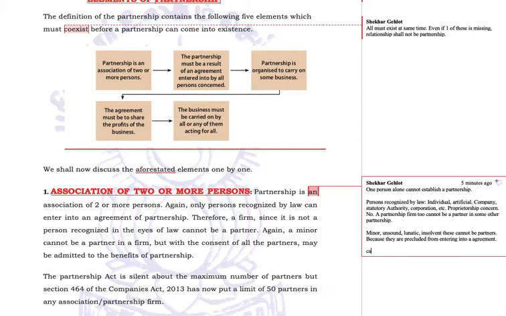So can there be a person who is a lunatic sometimes and sound other times, and can he be a partner? Yes, because the Contract Act says he could enter into a contract at the time of soundness of mind.